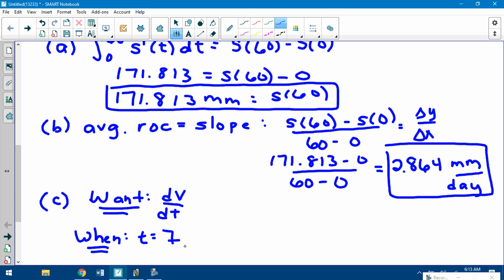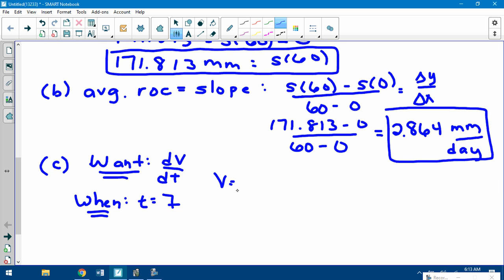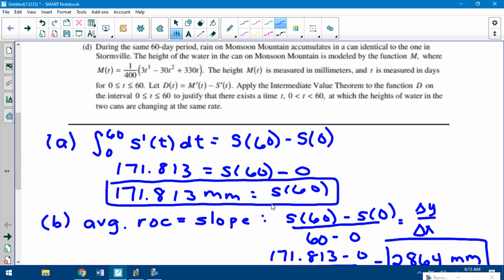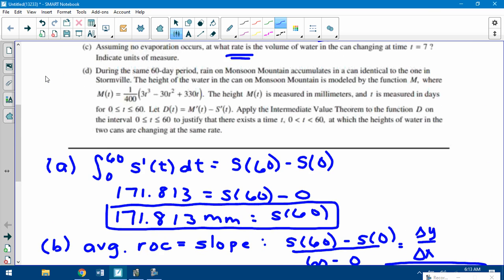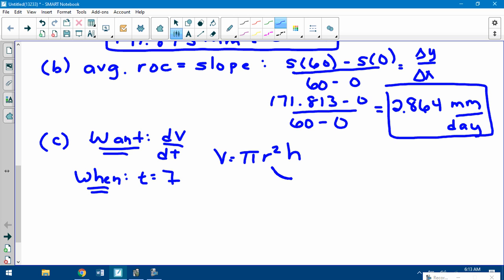So first I need an equation for volume. What's the volume of the water in this can? You've got to know the volume of a cylinder. And the volume of a cylinder is pi r squared h. Okay, now a couple things. Remember, you're allowed to plug in anything that's constant. Is there anything constant about this formula? Yeah, r. The radius of this can is always 10. So remember, things that are constant, we can plug in early.